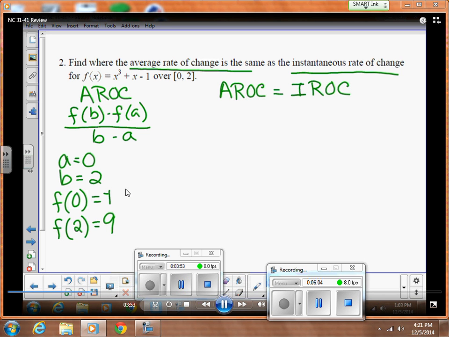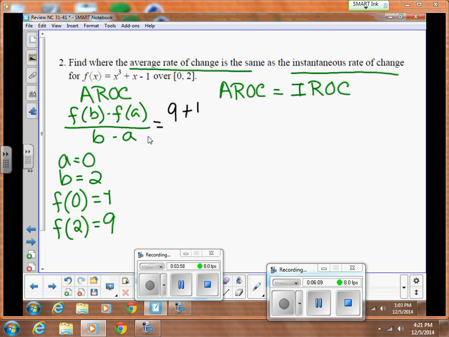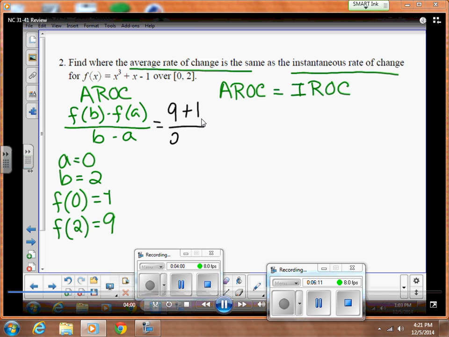So now that I have all my values, I'm ready to calculate the slope. The slope would be 9 minus a negative 1, which changes to positive, over 2 minus 0, which is 10 over 2, which equals 5. So AROC, the average rate of change, equals 5.